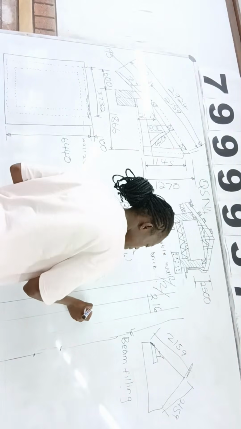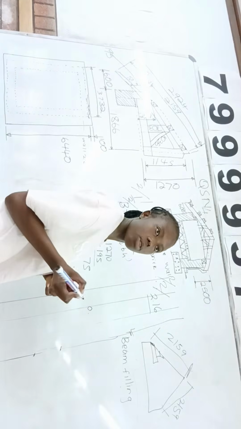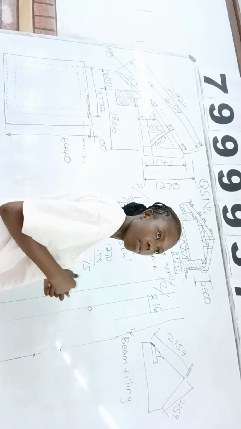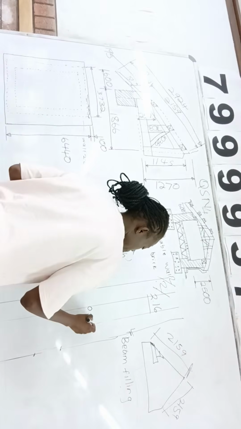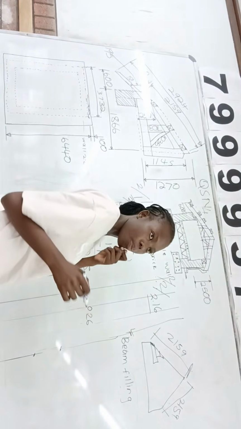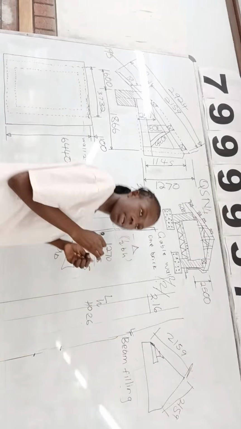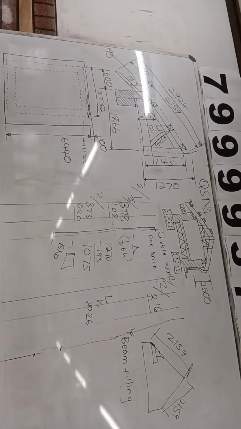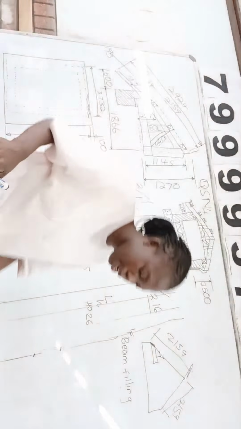257 rounds to 260, and if you divide by 1,000, that is 0,26. Remember here it's length, width, then height. The 0,26 is our height. And then what is our length? For the beam filling, do we have a length?